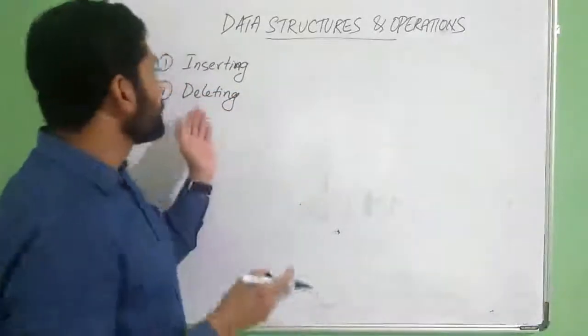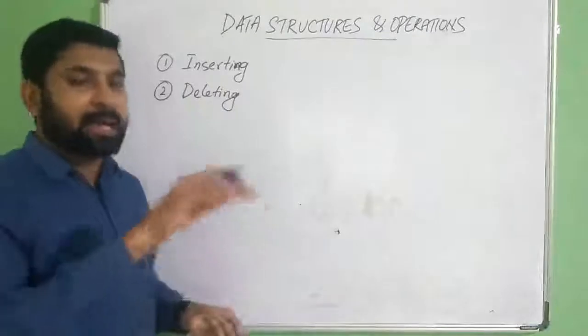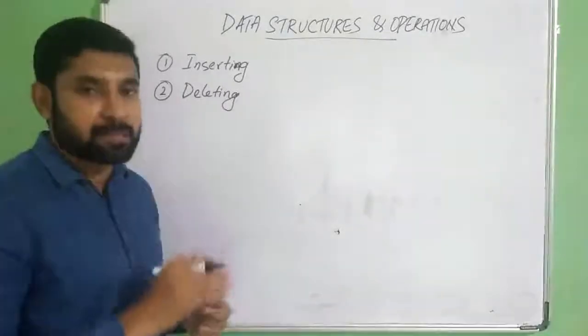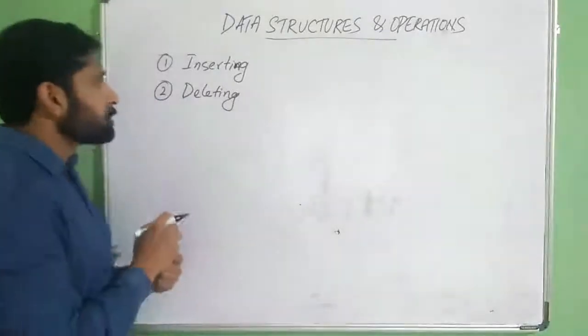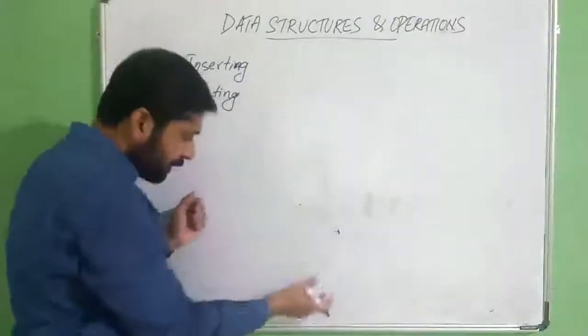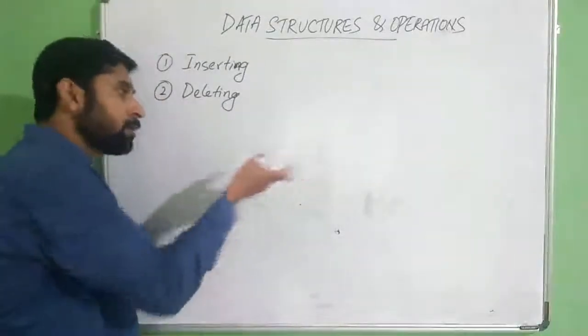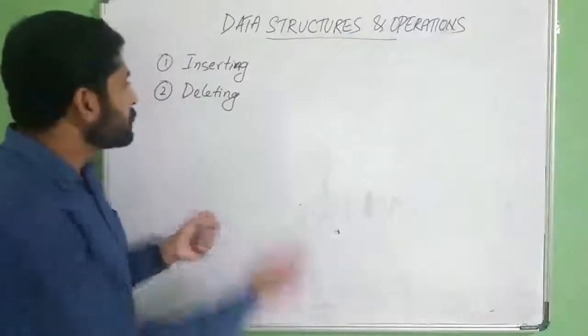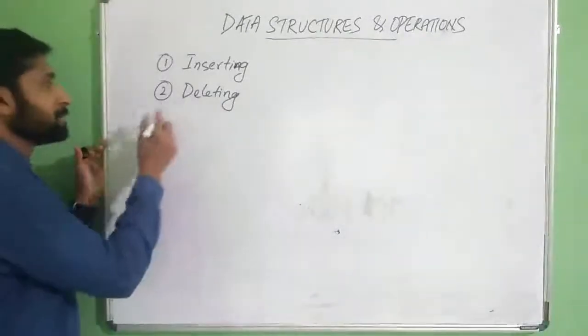Then deleting. As the name implies, deleting means removing an existing item from a list or a data structure. It may be from the beginning, or at the end, or in the middle of the list. So that process is called deleting.